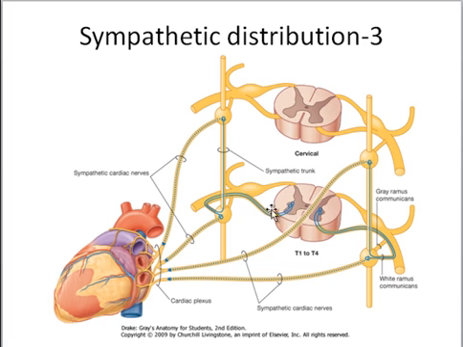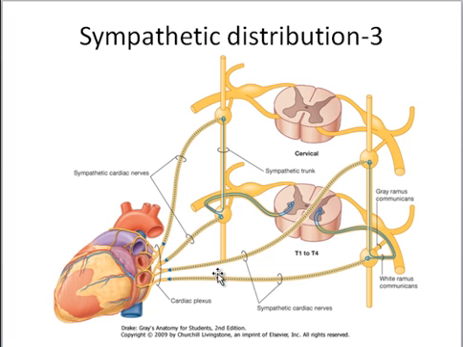They enter through the white ramus and get into the sympathetic ganglion at that level. They synapse there. The postganglionic fibers just pass out of the ganglion. Look at this, they're passing straight out of the ganglion. They don't go back into the spinal nerves.